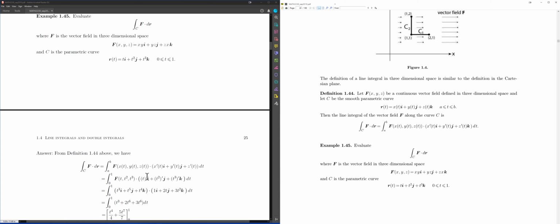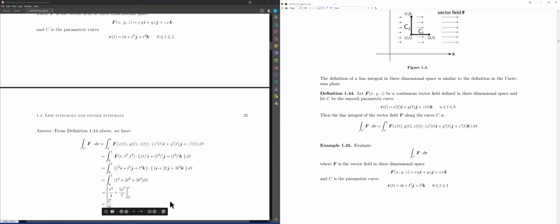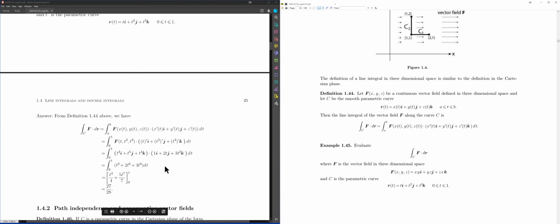When you differentiate the t with respect to t, you're going to get 1. Differentiate the t squared with respect to t, you're going to get 2t. Differentiate the t cubed with respect to t, you're going to get 3t squared. So what you end up getting over here is 1 i plus 2t j plus 3t squared k. Notice over here you have a vector with expressions of t for the components. Likewise, you have the same sort of vector, and now you're taking the dot product here.